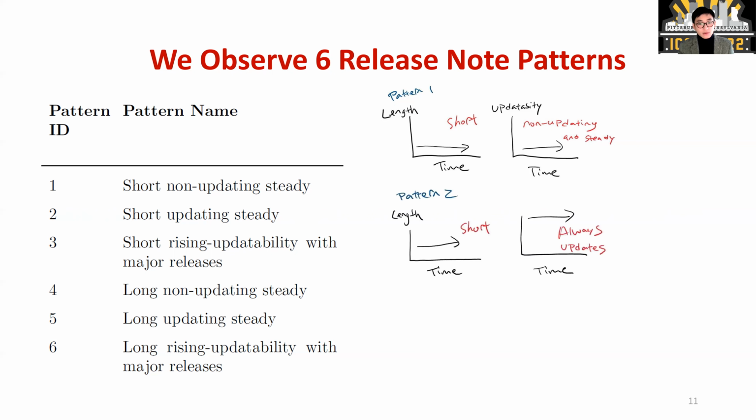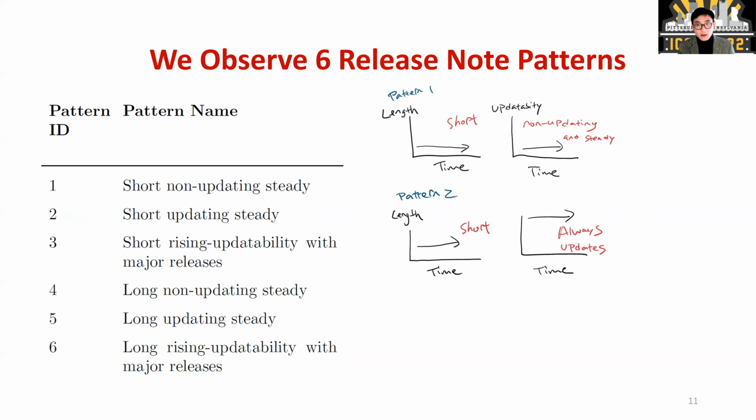Another example is pattern 2, which is also short release notes, but they are always updating. That means that at every single release, they say something about their update that is different than their previous releases. So we only find 111 apps that follow this type of pattern.